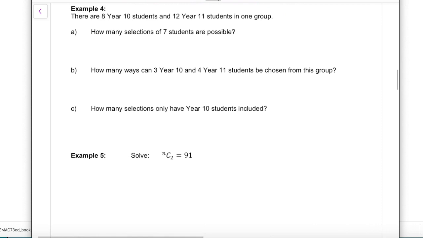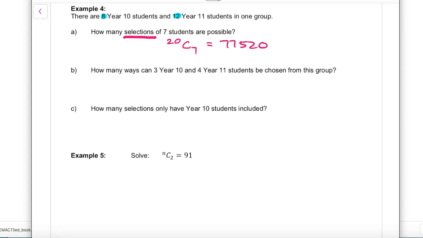In our last example, we've got 8 Year 10 students and 12 Year 11 students in a group. We want to select 7 students. So in total, I've got 20 students and I want to just choose 7. So 20 choose 7 is 77,520. So from these students, how many ways can 3 Year 10 and 4 Year 11 students be chosen?